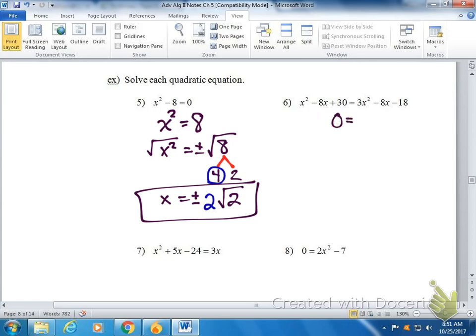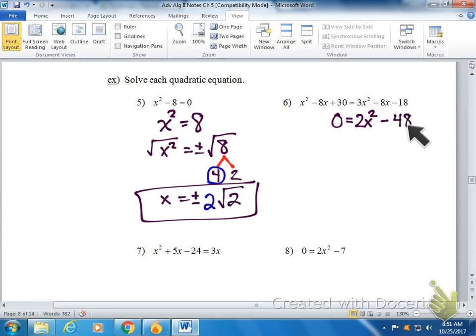So I want a 0 on this side. When I subtract x squared, I get 2x squared. When I add 8x, I get no x term. When I subtract 30, I get negative 48.